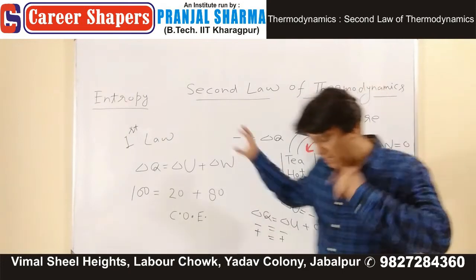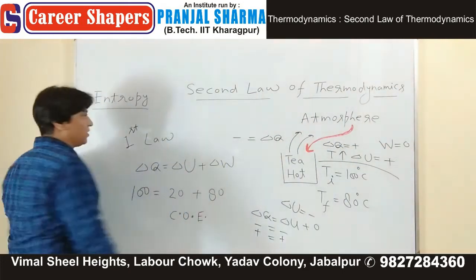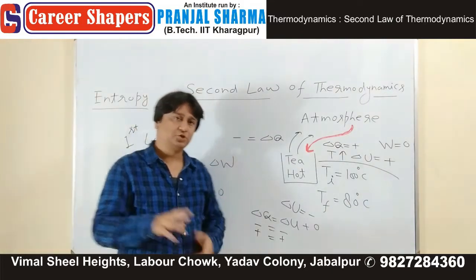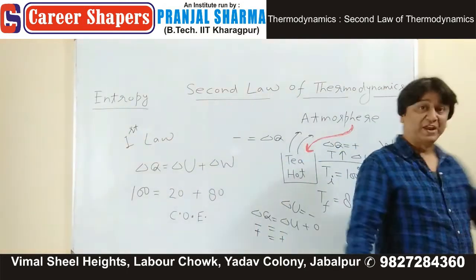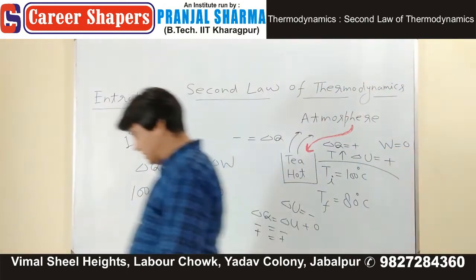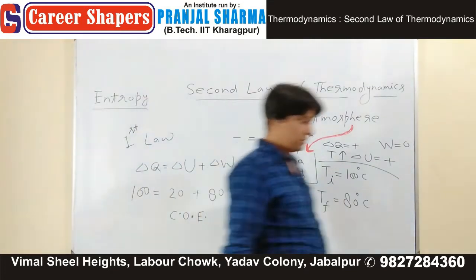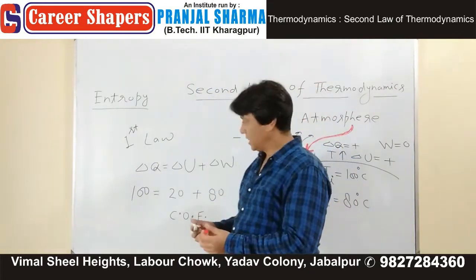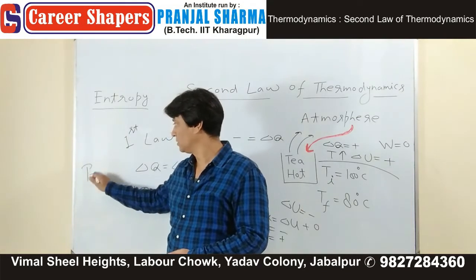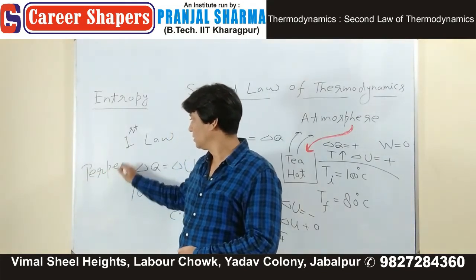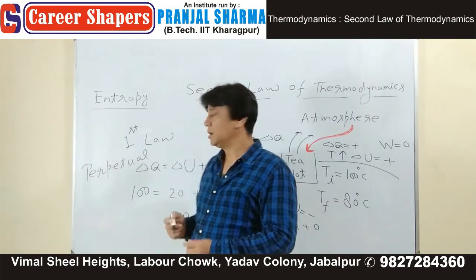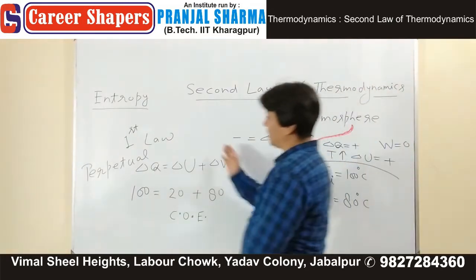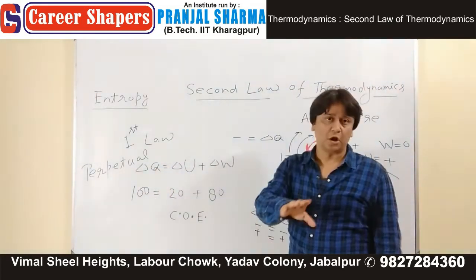Now, let's write down another statement for the second law. And this second statement will give you a much better feeling. Any type of perpetual machine, the second way of explaining the second law of thermodynamics. Perpetual means something which runs on its own. Any type of perpetual machine is not possible.